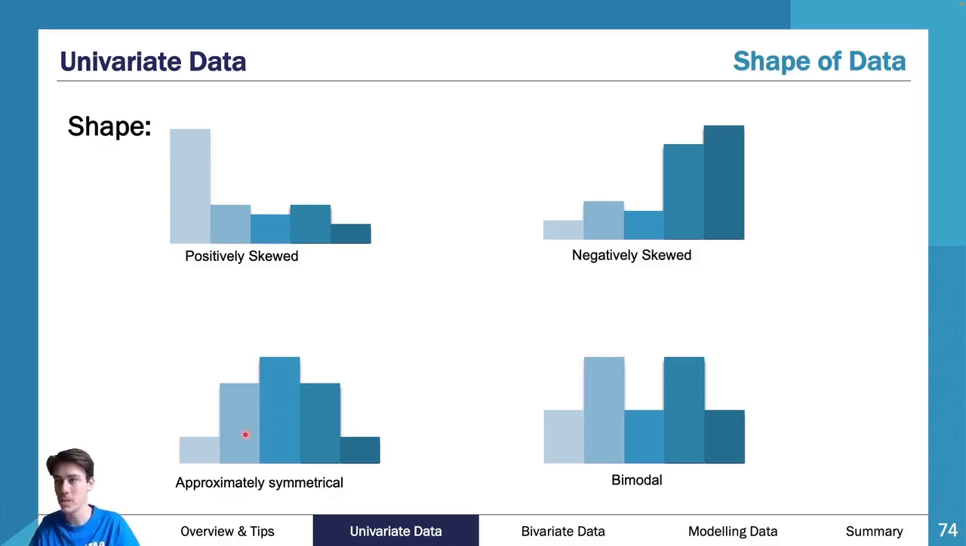Approximately symmetrical is the other one. Bimodal has never come up. It was put in their study design a couple of years ago and they removed it, but they never distinctly said you don't need to know it. So we always sort of teach it, even though it's never really come up.